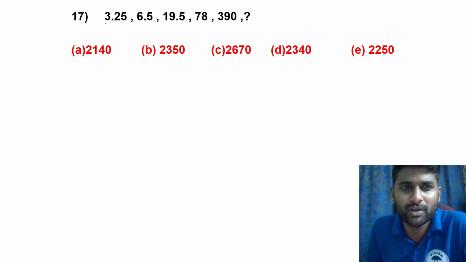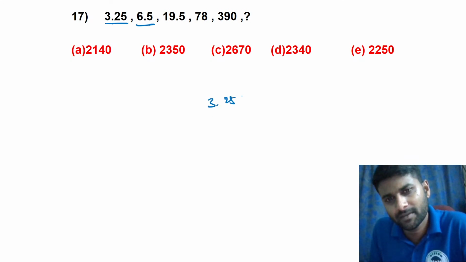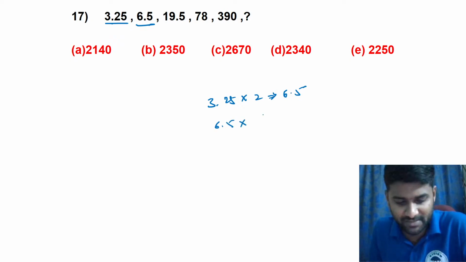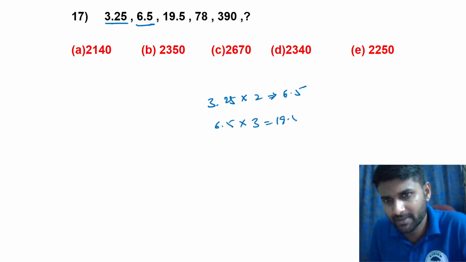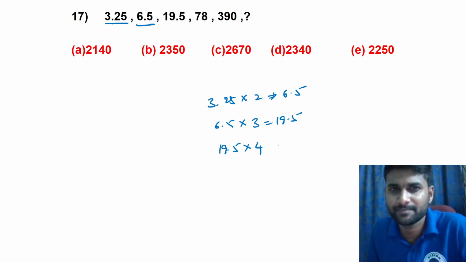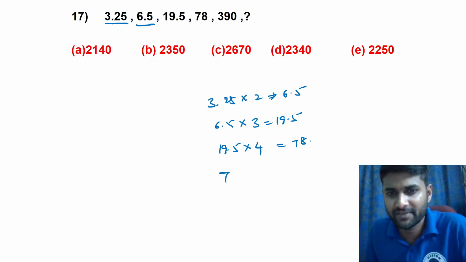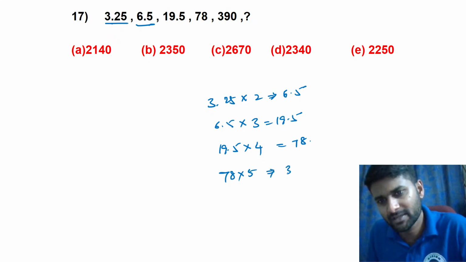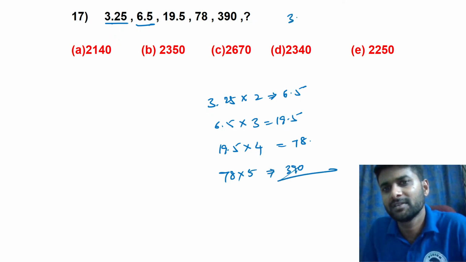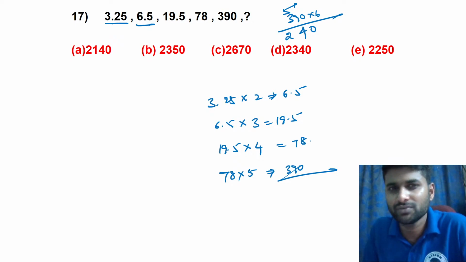Next, see the resultant 3.25 becomes 6.5 when multiplied by 2. 6.5 is multiplied by 3 times, now it becomes 19.5. 19.5 is multiplied by 4 times, then it becomes 78. And 78 is multiplied by 5 times, it becomes 390. So the final answer: 390 is multiplied by 6 times, which is 2340.